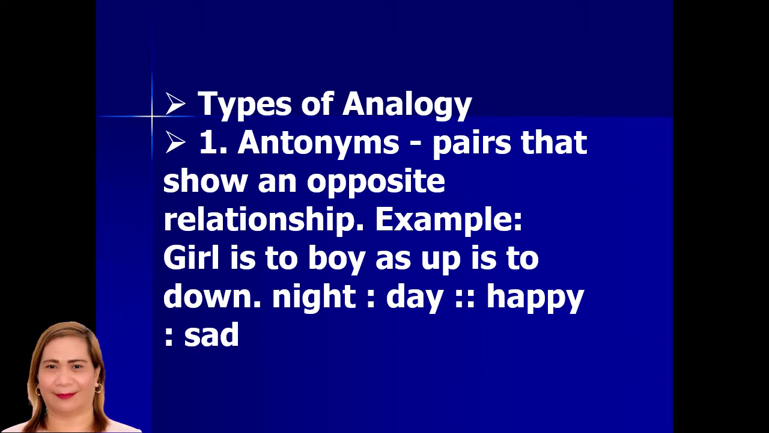The first one is antonyms. Antonyms are pairs that show an opposite relationship. So we have the given example, girl is to boy as up is to down. Night is to day and happy is to sad.